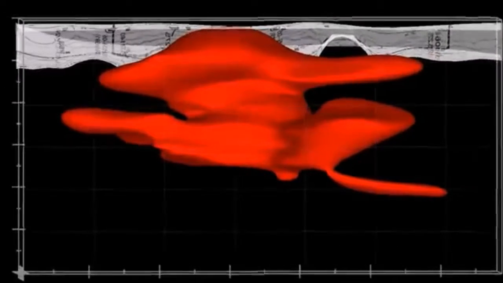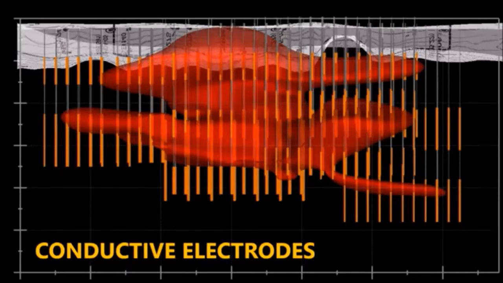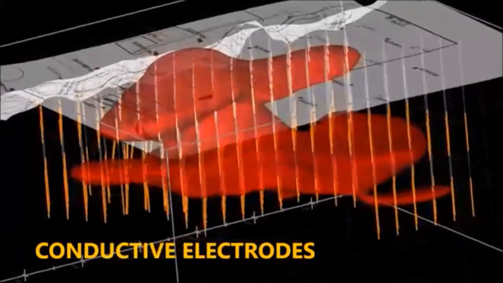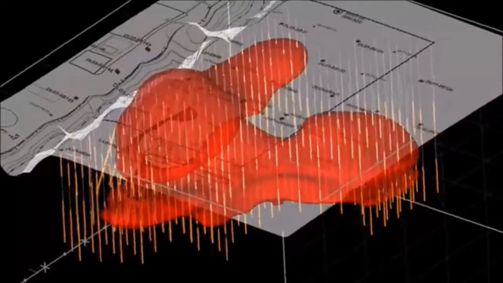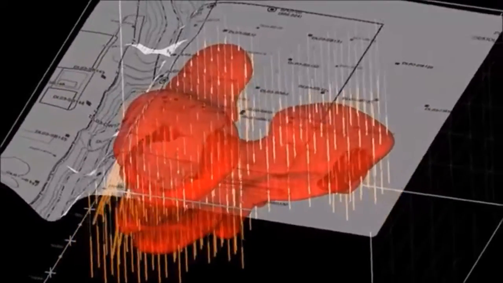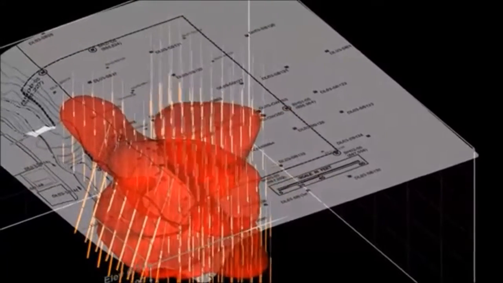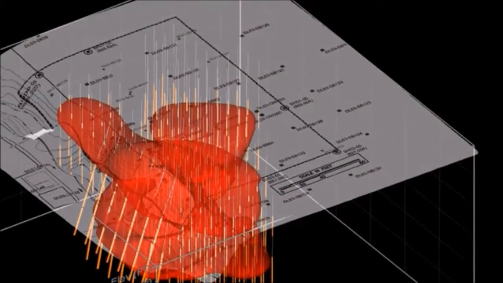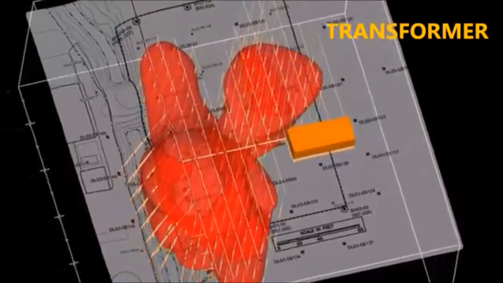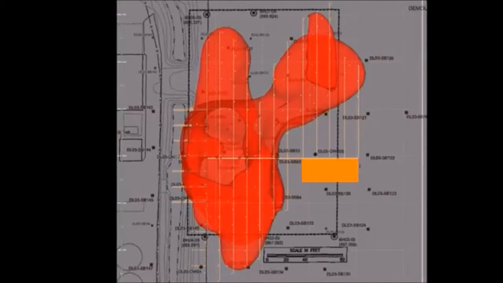ERH remediation operates by transferring an electric current into the ground using conductive electrodes installed into the subsurface. The electrodes are shown in orange. The electric current is typically obtained from nearby power lines and modulated with an on-site transformer. Since soil does not conduct electricity very well, the electric energy is converted to heat, causing the soil temperature to increase.